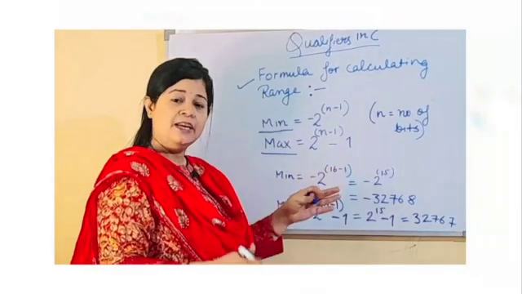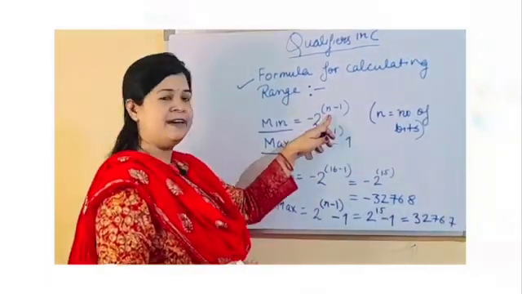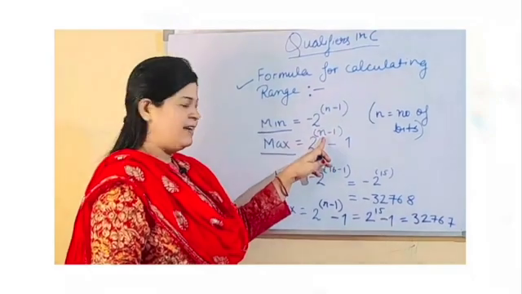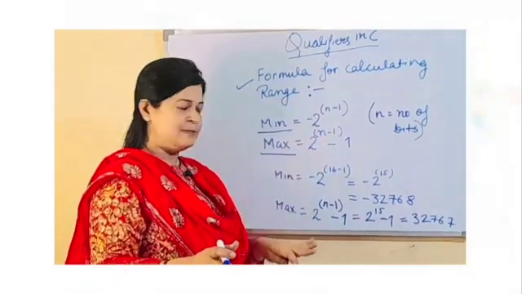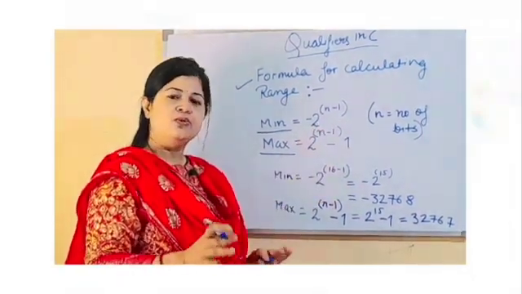Similarly for character, you can calculate. You will take n here as 8 bits, and that will come as minus 128 to 127.